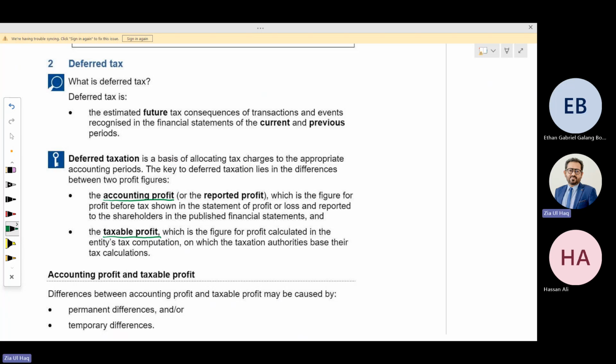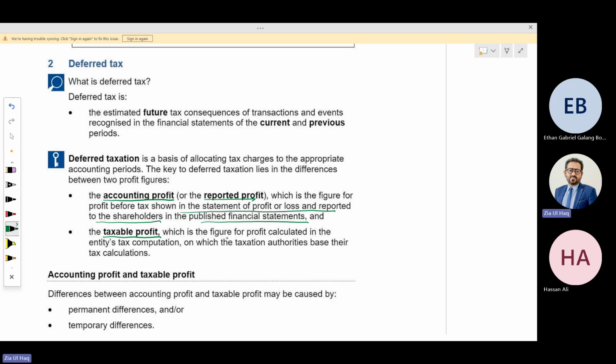So accounting profit is the reported profit, which is the figure for profit before tax shown in the statement of profit or loss and reported to the shareholder in the published financial statement that we prepared at year end. While making payment of tax, we need to calculate profit again according to their rules that we will not show to shareholder. But that profit figure could be different. So that will be called taxable profit.